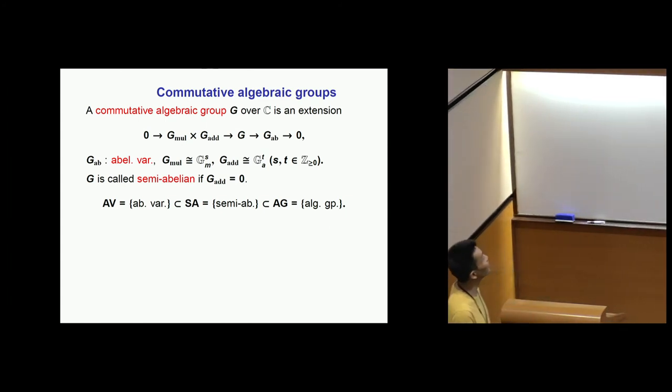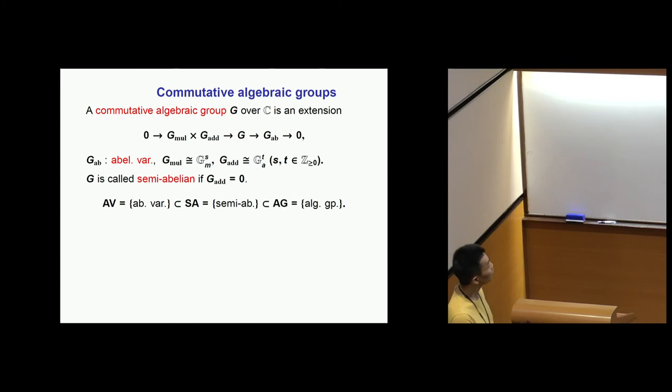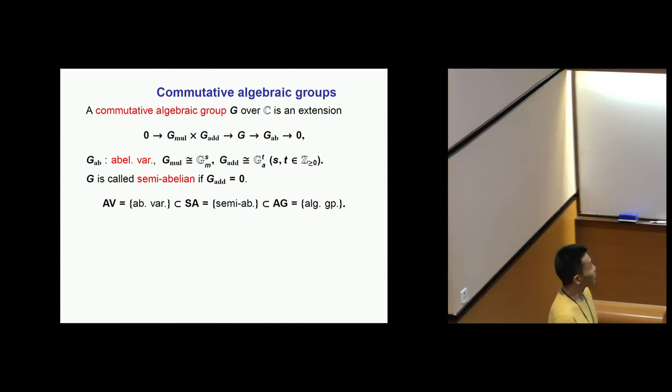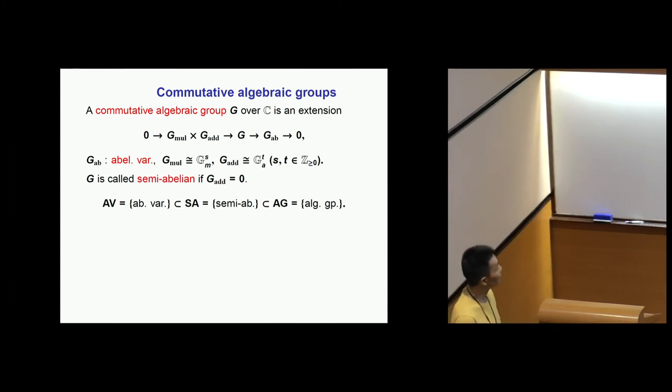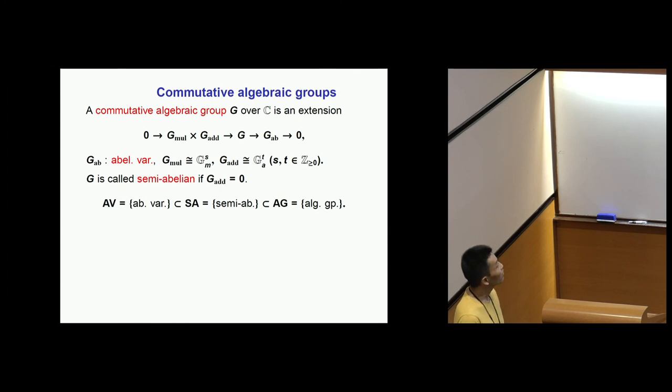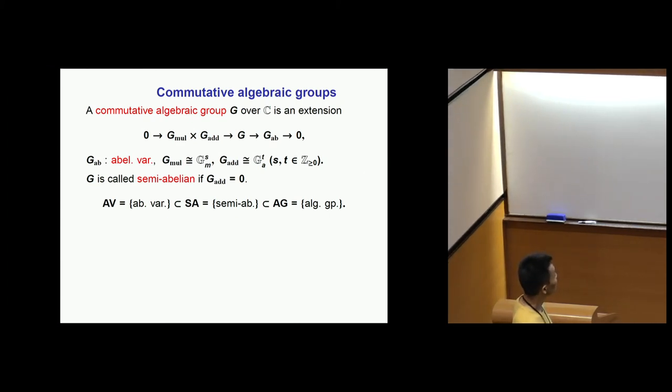Actually, I have to write this: we only consider connected commutative algebraic groups here. I define semi-Abelian varieties: we call it a semi-Abelian variety if the additive part vanishes. So this way we get a three-step hierarchy in the category of algebraic groups. AG is the category of all algebraic groups, and AV will be all Abelian varieties, so proper commutative algebraic groups. And inside here, we have the category of semi-Abelian varieties.